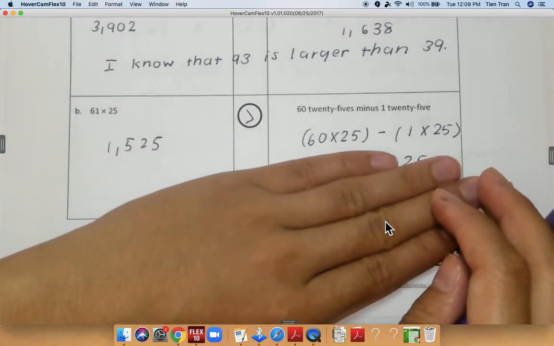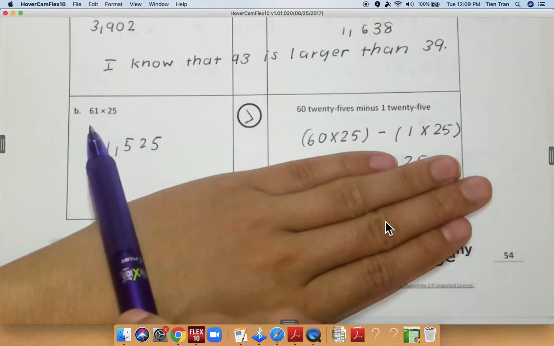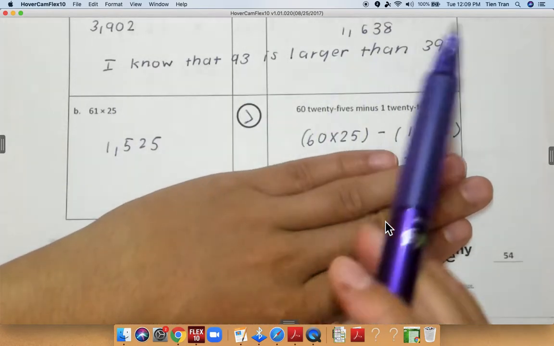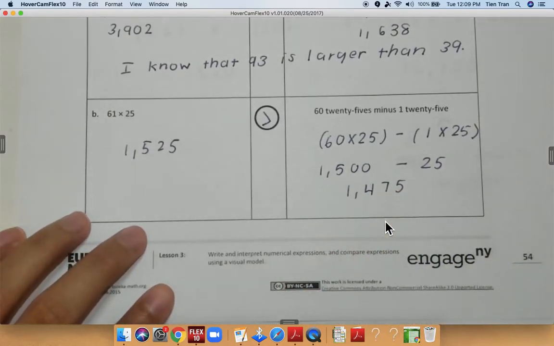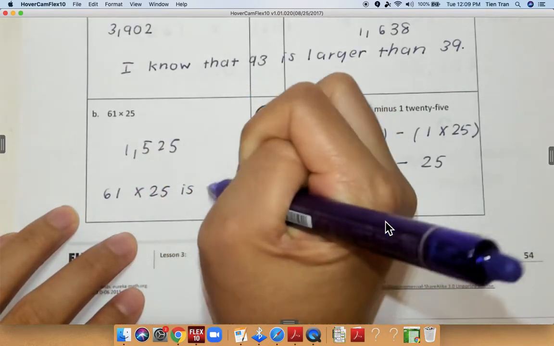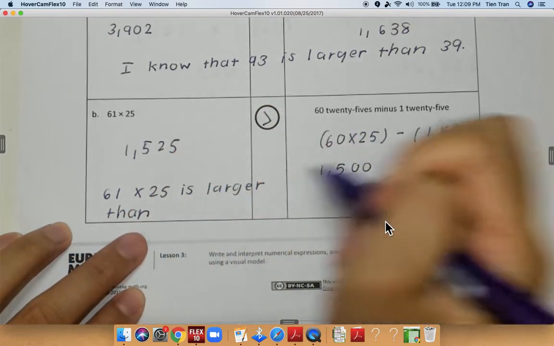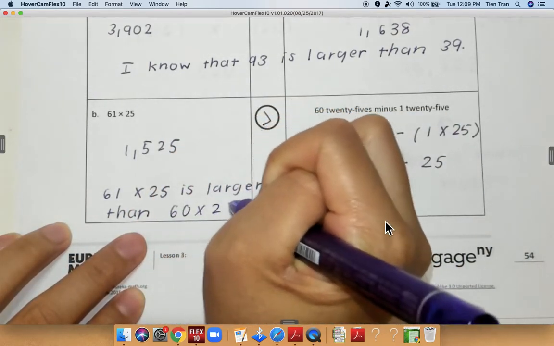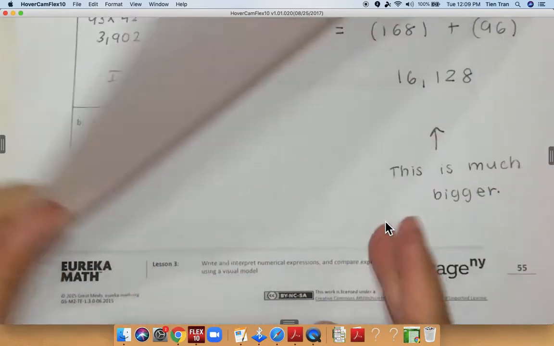Just looking at these numbers right here, I knew that 60 times 25 is smaller than 61 times 25. So what I'm going to write is 61 times 25 is larger than 60 times 25. Okay, and that is my final answer. I'm going to turn the page.